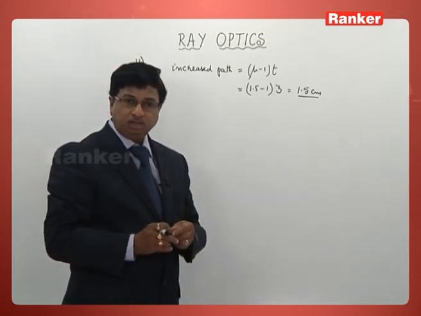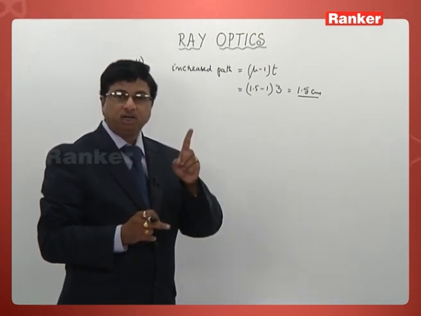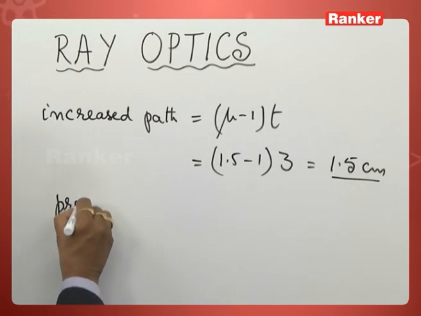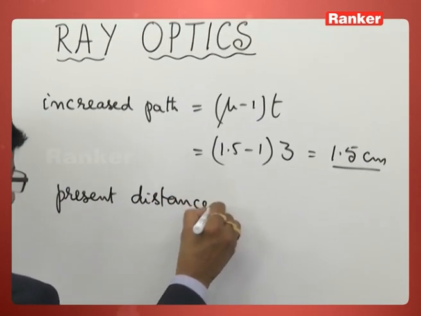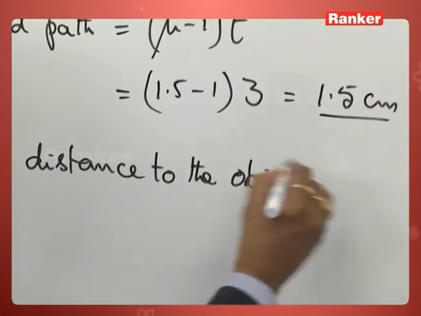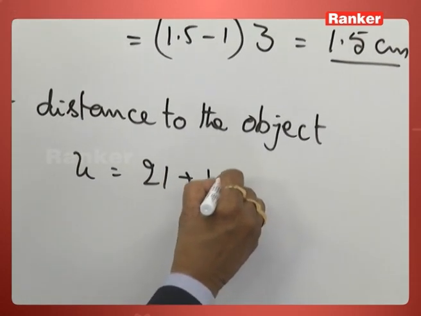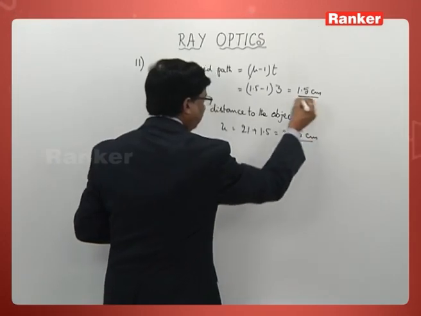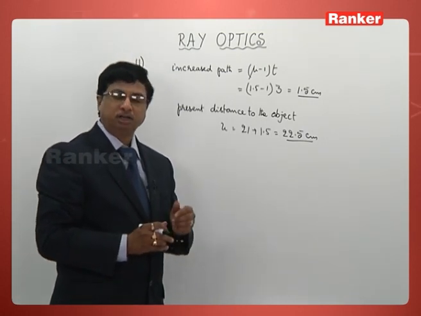But officially, according to the problem, object is already placed at 21 centimeter. So what will now be the present distance to the object? What will that value now be? It is 21 plus 1.5. So 22.5 centimeter. That is the present distance to that object what we people are finding.